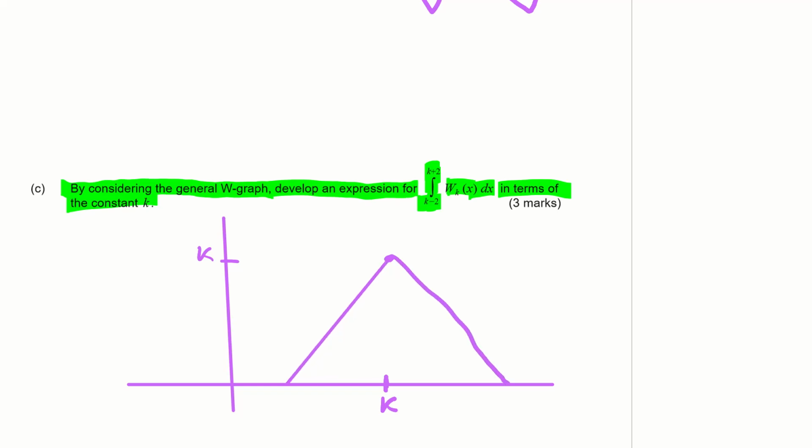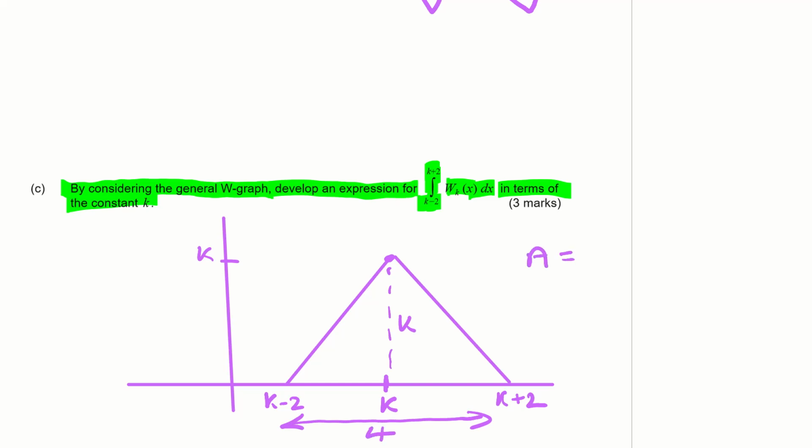And these are going to happen at k minus 2 and k plus 2. Just go back and investigate with the 2 case and the 3 case, and you'll see that's true. And so we've got a height of k and a base of 4. And so the area is just going to be a half times the base times the height, and that is just going to be 2k.